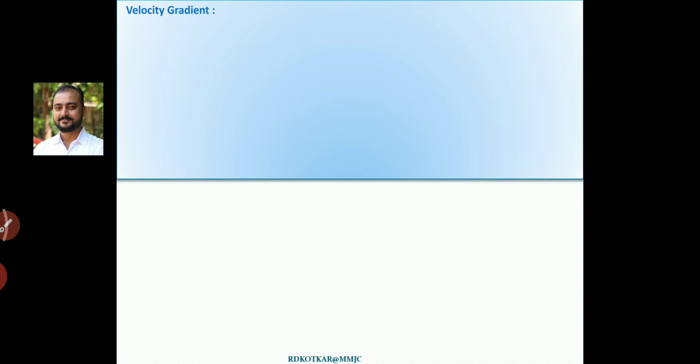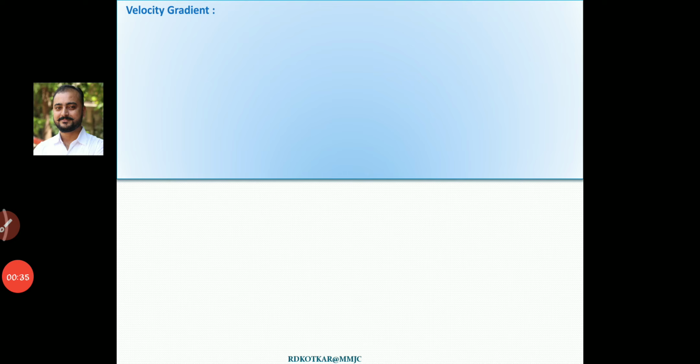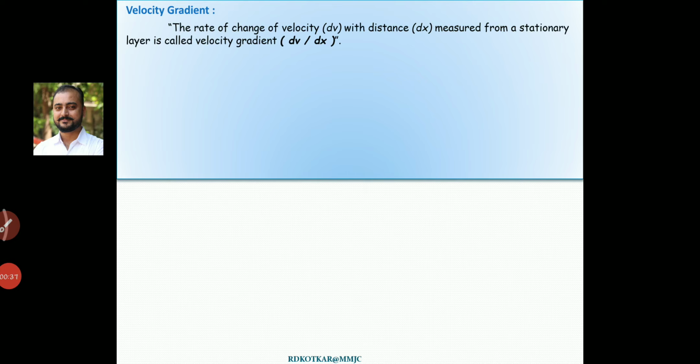In case of velocity gradient, first we start from the definition. The rate of change of velocity, that is dv, with distance dx measured from a stationary layer is called velocity gradient, that is dv divided by dx. Okay, so what is this?